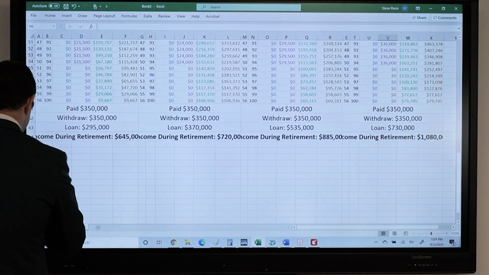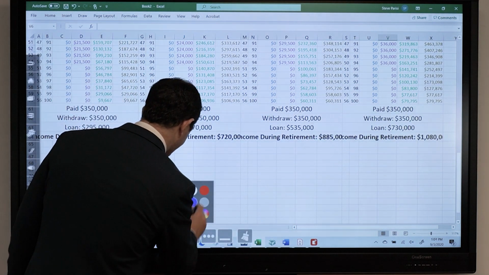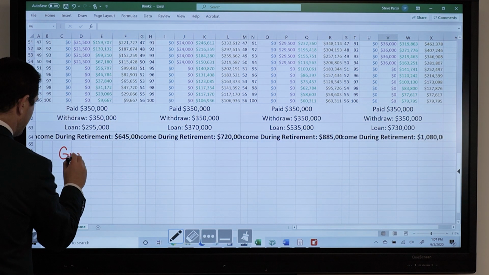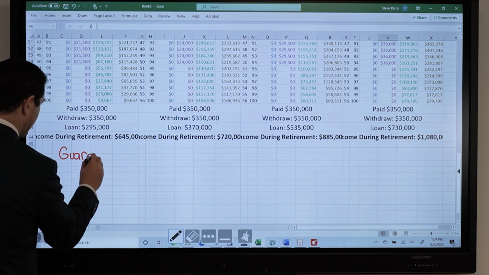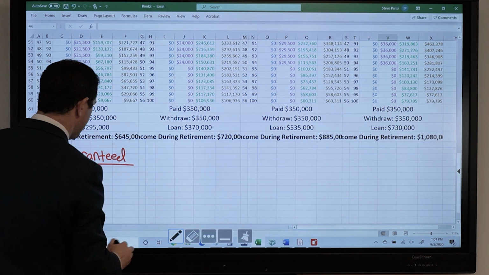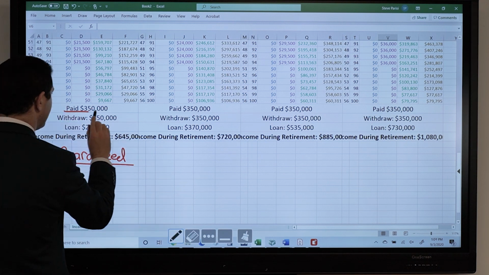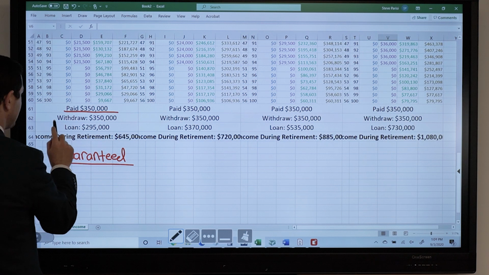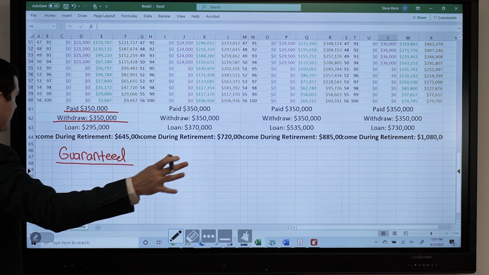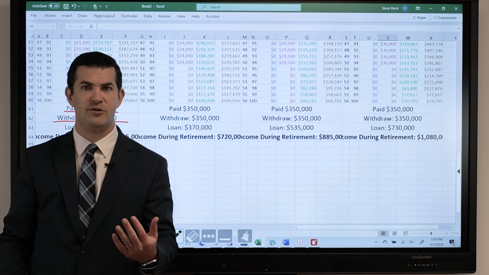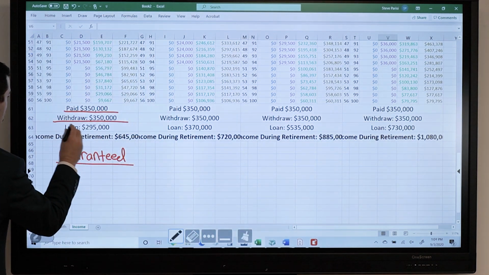Here's what I was interested in. On the guarantees, here's what we got. Guaranteed values. Total input, $350,000. That's the total amount of money I paid in. Then we took policy withdrawals of $350,000. I paid in $350,000, withdrew up to my cost basis, and then began to loan out the rest.